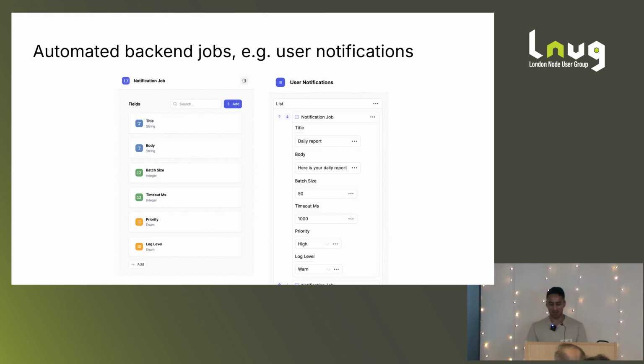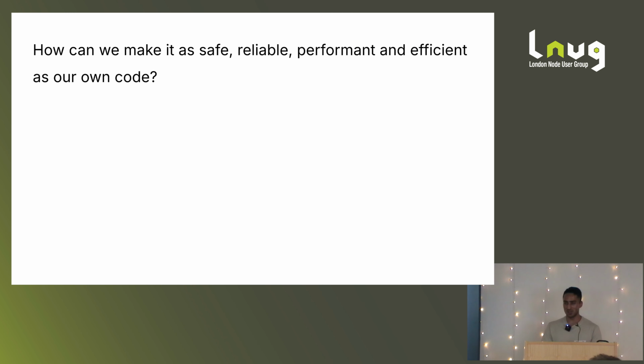So this is really powerful, but it's also a bit scary as we're moving business logic out of our code base into a configuration system. So if the system fails or we make an incorrect change, it could cause major issues, like the one CrowdStrike experienced recently, or Cloudflare a while ago. And we also don't want to impact the performance or efficiency of our app by depending on a configuration system. So how can we make the configuration system as safe, reliable, performant, and efficient as our own code?